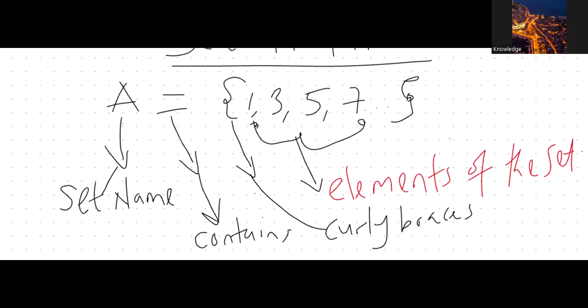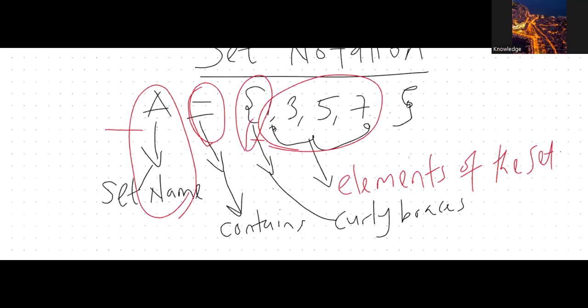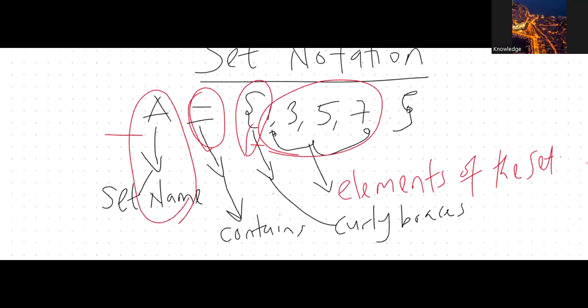So generally, a set contains the name of the set, and equals to sign to show the relationship between what you wrote here and what you wrote on the other side. And the curly brackets, which shows that this is a set collection, and then the elements that are inside the set, the things that make up the set. Generally, this is what a set looks like. So this is a general representation of a set.